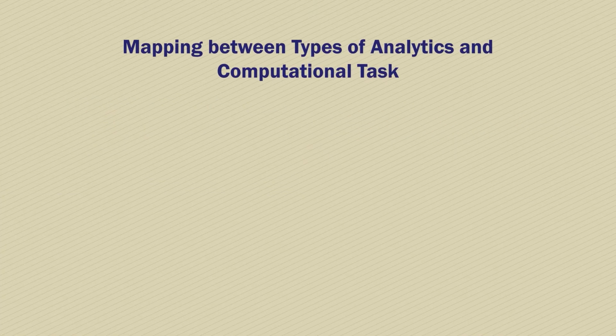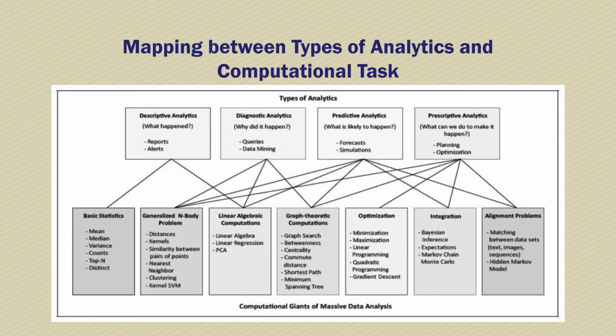Let's map between the different types of analytics and computational tasks. As I mentioned, descriptive analytics describes what happened. So basically we use reports, and we use basic statistical techniques like mean, median, variance, count, distinct, or sometimes linear algebra for the computational part. We use PCA techniques and linear regression techniques for what exactly happened using descriptive analytics.